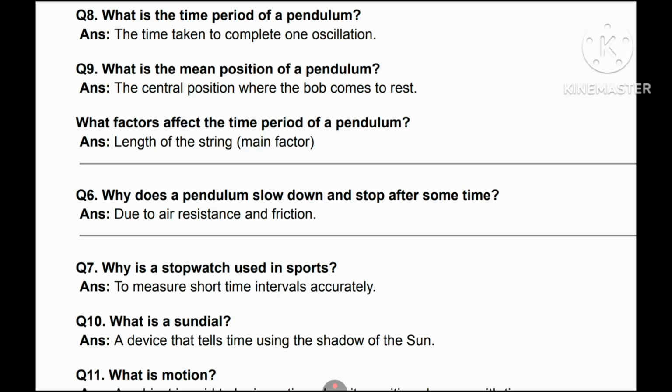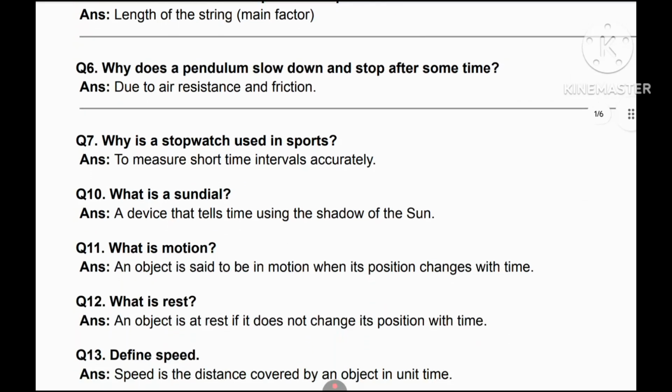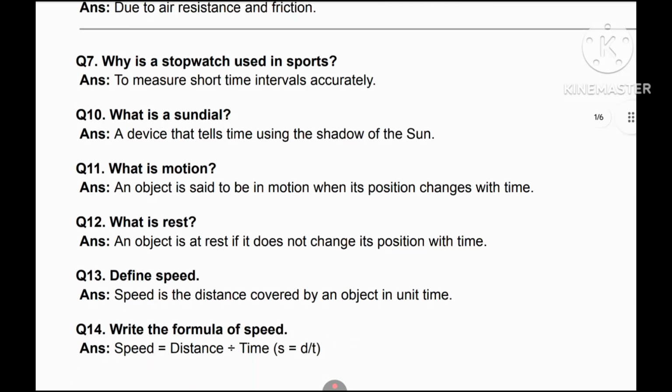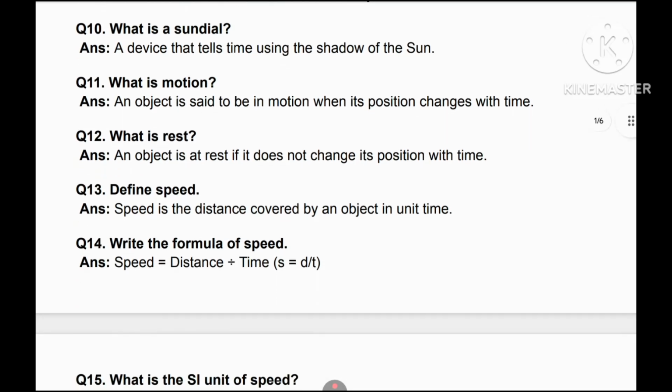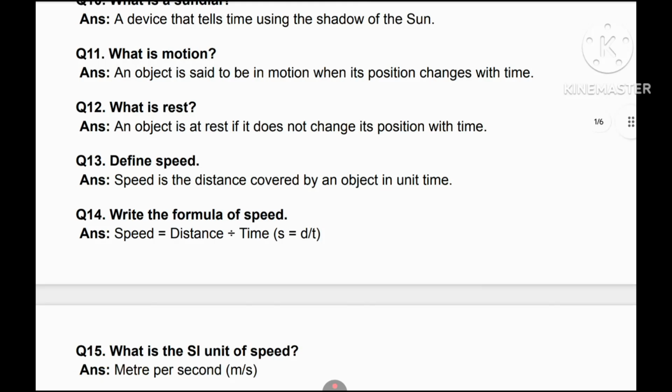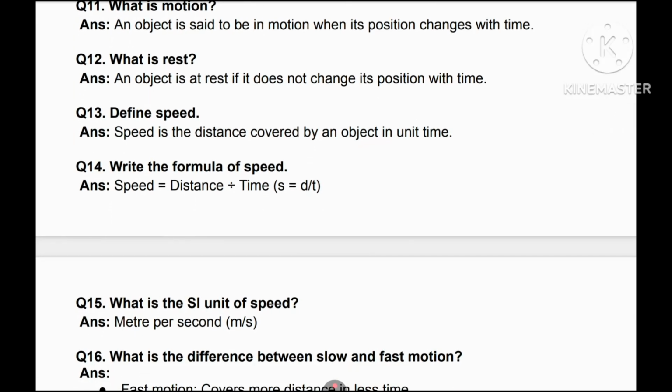What factors affect the time period of a pendulum? Length of the string, that is the main factor. Why does a pendulum slow down and stop after some time? Due to air resistance and friction. Why is a stopwatch used in sports? To measure short time intervals accurately. What is a sundial? A device that tells time using the shadow of the sun. What is motion? An object is said to be in motion when its position changes with time. What is rest? An object is at rest if it does not change its position with time.